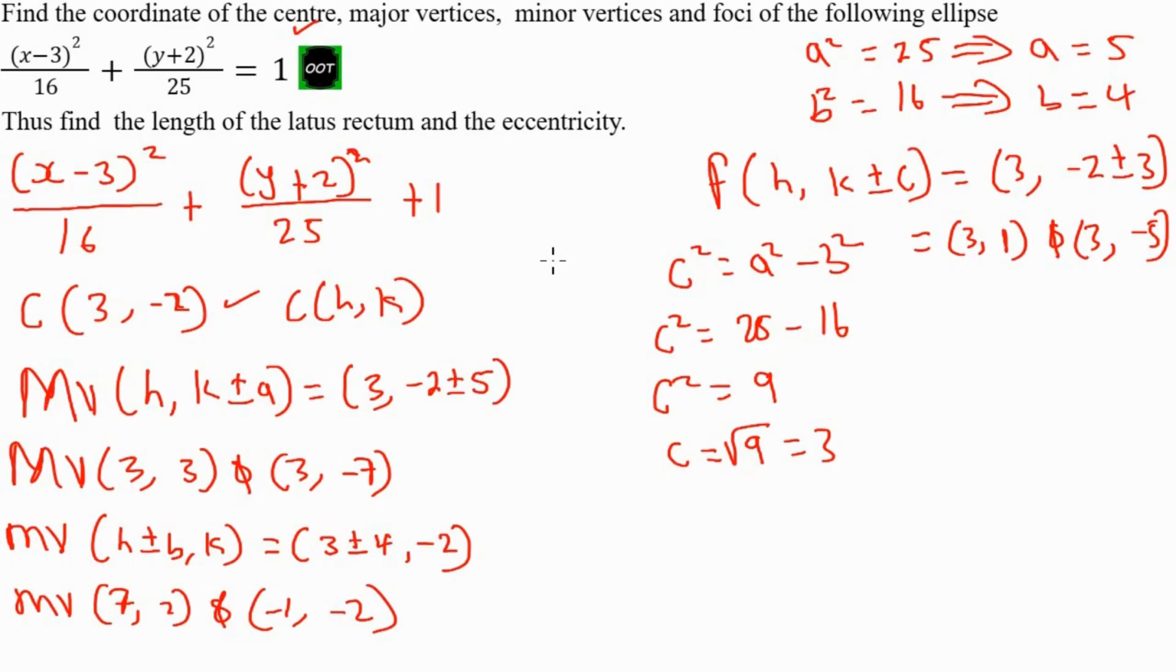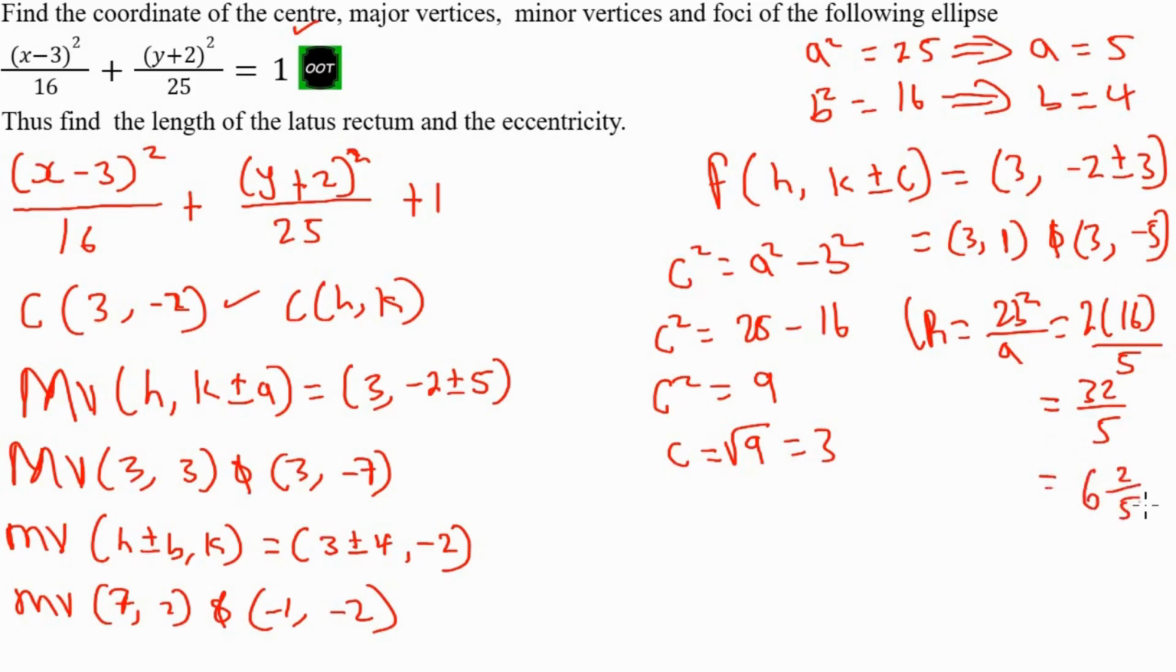Now we need the Latus Rectum. So LR would be equal to 2b squared over a. That's 2 times 16 divided by 5. That will be 32 over 5. In how many different ways can 5 go into 32? 6 remains at 2. That will be 6 whole number 2 over 5. So that's the Latus Rectum.